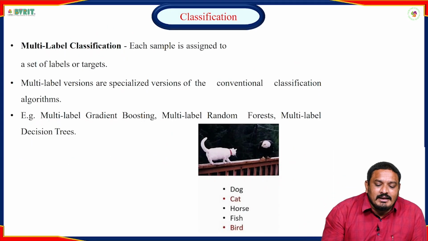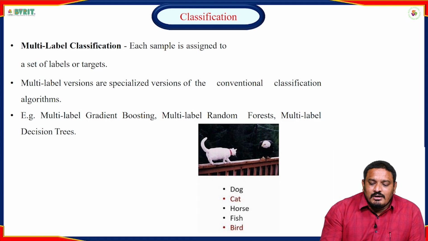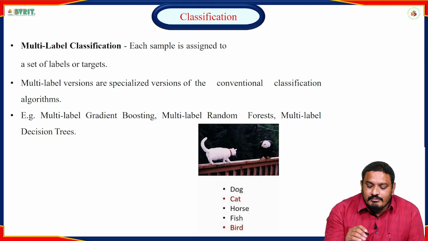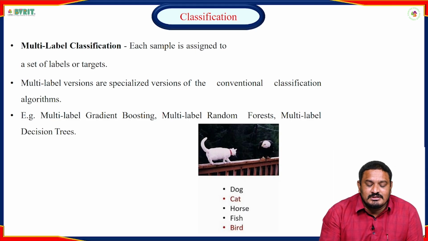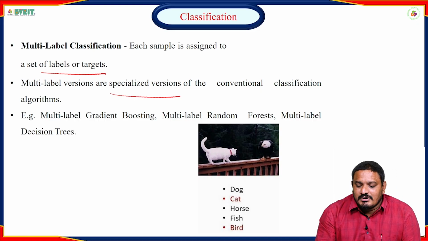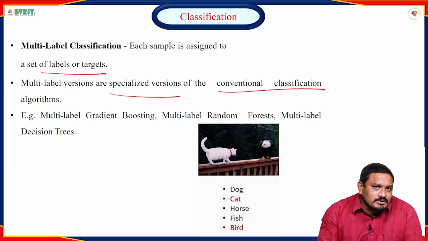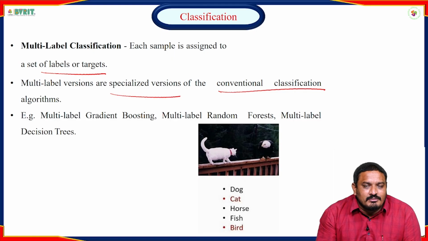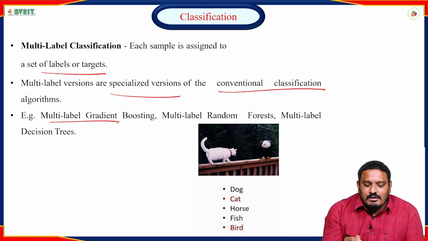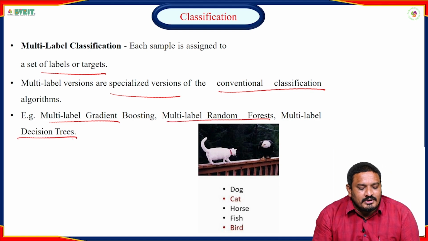That is called multi-class classification. Coming to multi-label classification. Here each sample is assigned a set of labels or targets. The multi-label versions are specialized versions of conventional classification algorithms. What algorithms are available under multi-label classification? They are multi-label gradient boosting, multi-label random forest, and multi-label decision tree.